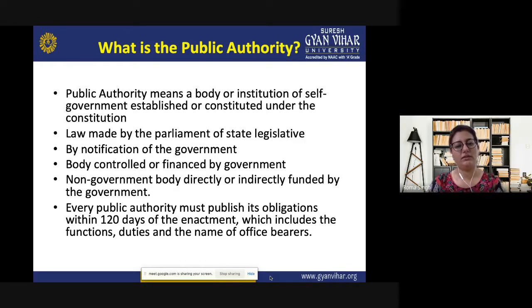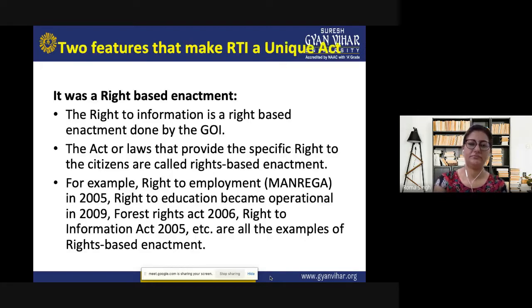Every public authority must publish its obligations within 120 days of the enactment, which includes the functions, duties, and the names of office bearers. These things are now being updated on the websites of the departments. Regular updating of the websites is being done, and there is also a column for the Public Information Officer where we can file an RTI. Every department needs to appoint a Public Information Officer so that they can deal with the RTIs received by those departments.